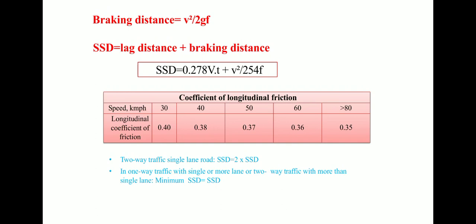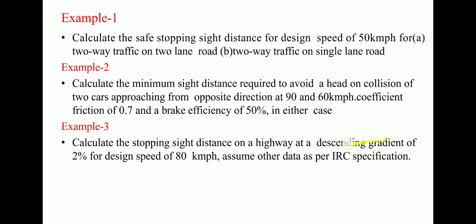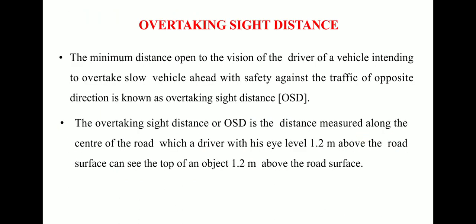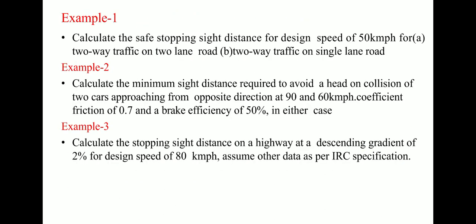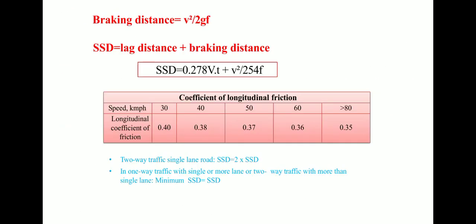For two-way traffic on a single lane road, the stopping sight distance is always taken as double. And in one-way traffic with single or more lanes, or two-way traffic with more than a single lane, the minimum stopping sight distance is kept as it is. We will solve some numericals. So we will stop here and solve some numericals in the next lecture.